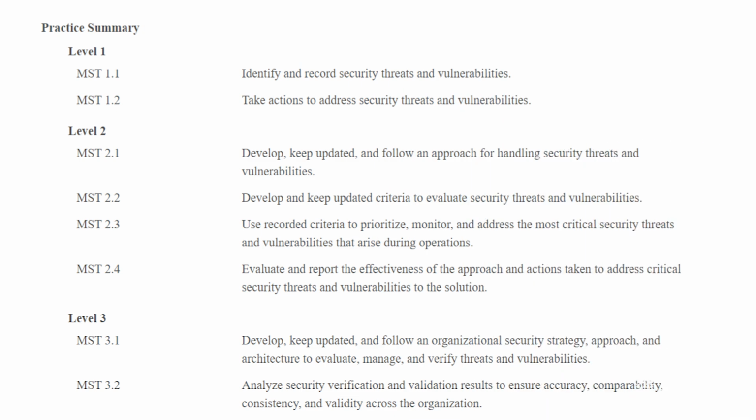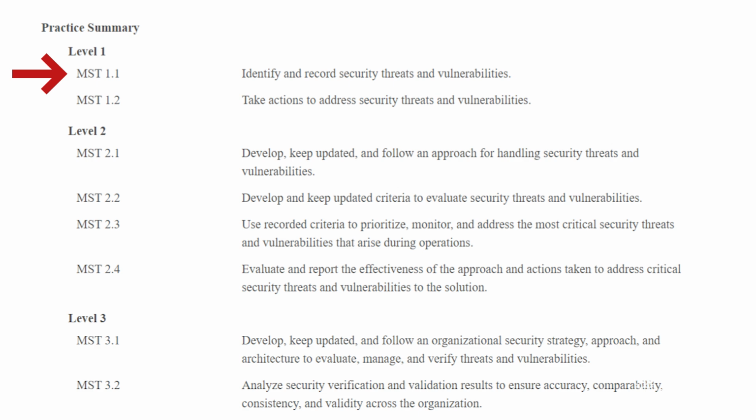Looking at the individual practices, Practice MST 1.1 looks for us to identify and record an initial set of security threats and vulnerabilities. Developing an awareness of the types of security threats and related vulnerabilities we may have to deal with is the first stage in addressing them, and starting to create the foundation of a more considered overall approach.